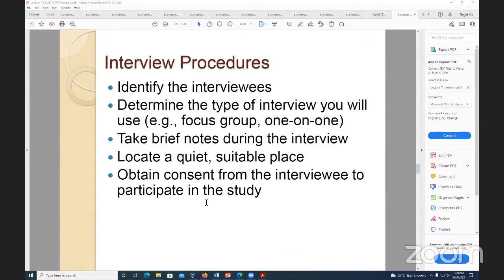You want to identify who you're going to interview, decide the type of interview depending on the context, and take notes. In that interview, especially if it's a group interview, you need at least a second person, but even in a one-on-one, it's good to have a second person if possible. And it should be in a quiet place. Obviously, you need to get informed consent from the interviewee. Anybody remember the difference between consent and informed consent? This only says consent, but you really should get informed consent.